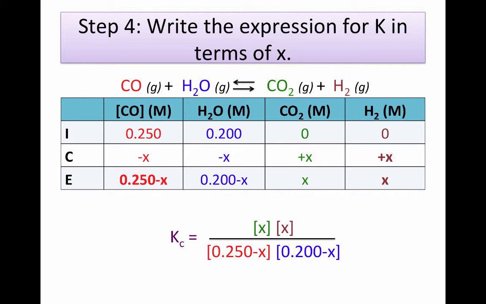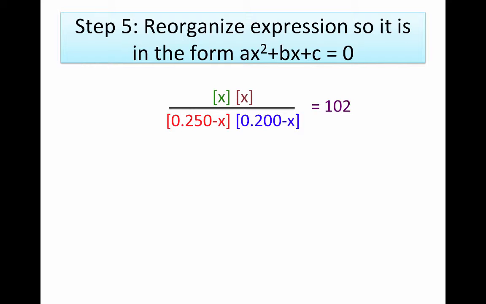Now, if you look back at the original problem, you see that our equilibrium constant for this reaction was equal to 102. So we're now going to set that expression in terms of x equal to 102. And we can move on to step 5 now, where we reorganize the expression so it's in the form ax squared plus bx plus c equals 0. So first we're going to multiply so we no longer have a fraction. And you can see we have x squared equals 102 times 0.200 minus x times 0.250 minus x.